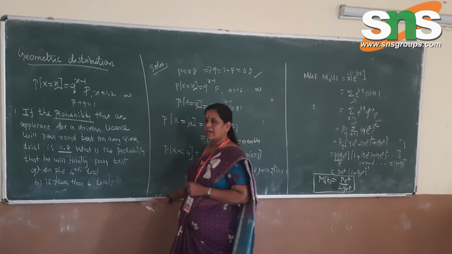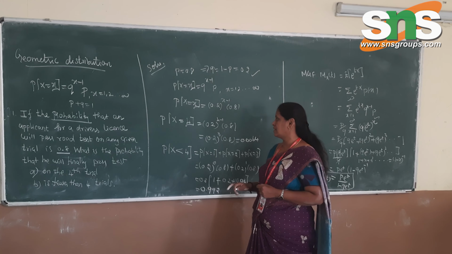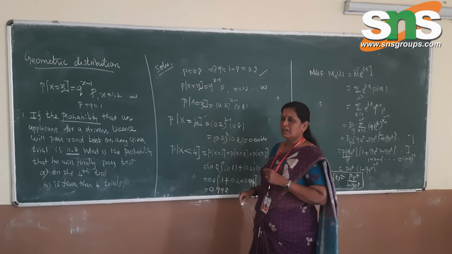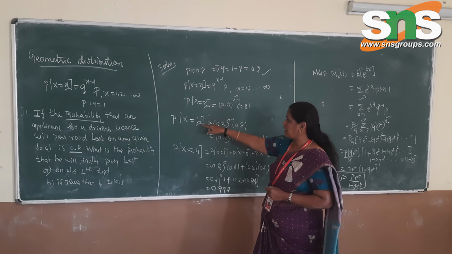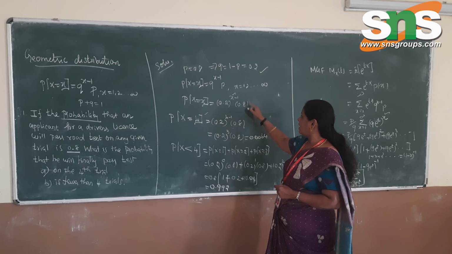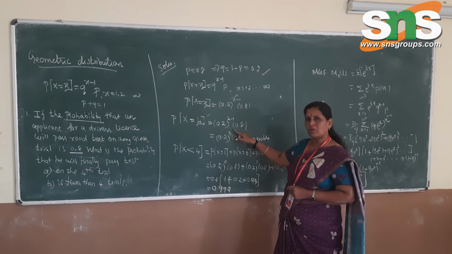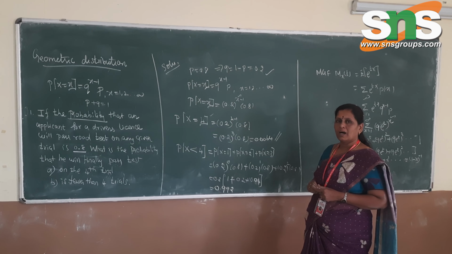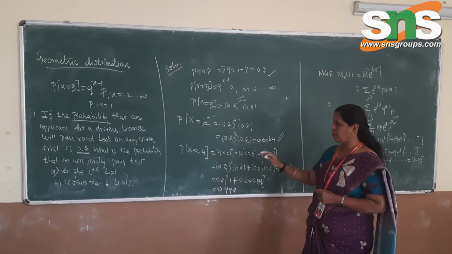Now we need to find the probability that the person will finally pass the test on the fourth trial. Here let us consider x is the number of trials for getting the license. So probability of x equal to 4. We need to find probability of x equal to 4, so instead of x, we replace this 4 here. It will become 0.2 the whole power 4 minus 1, and our p value is 0.8 here. So 0.2 the whole power 4 minus 1, we get 0.2 the whole cube. Multiplying these things, we get 0.0064 is the probability that he will finally pass on the fourth trial.